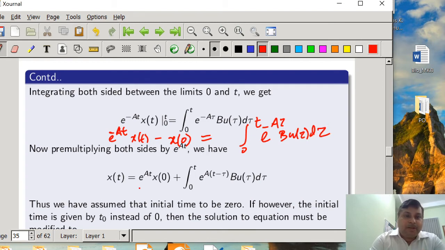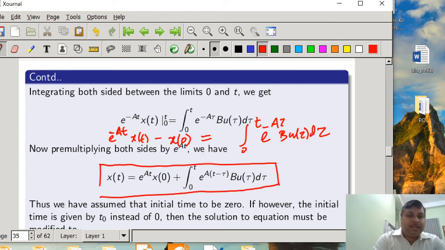And from here, if you write x of t, then we can write e to the power At x of 0 plus integral 0 to t e to the power A(t minus tau) B u of tau d tau. So this is a very important formula, the solution of a state equation which is non-homogeneous. So x of t is equal to e to the power At x0 plus integral 0 to t e to the power A(t minus tau) B u of tau d tau.